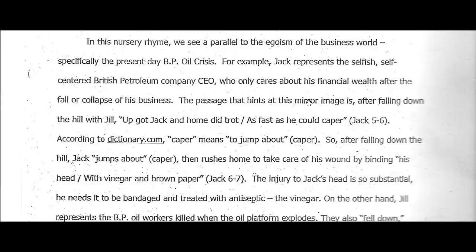The passage that hints at this mirror image is, after falling down the hill with Jill, and you need to use a passage from the literature, so you're going to put a quote mark and you're going to put, up got Jack and home did trot as fast as he could caper. Because there is no author for this nursery rhyme, whenever you are quoting any pieces of literature from a story that has no author, you always use the first word in the title, and here it's Jack. So we're putting Jack. 5 and 6 refers to lines 5 and 6.